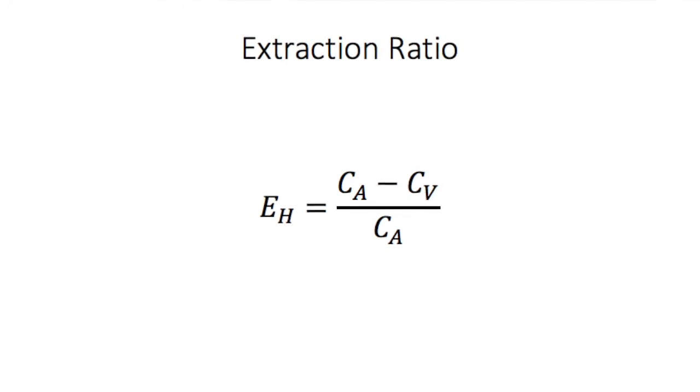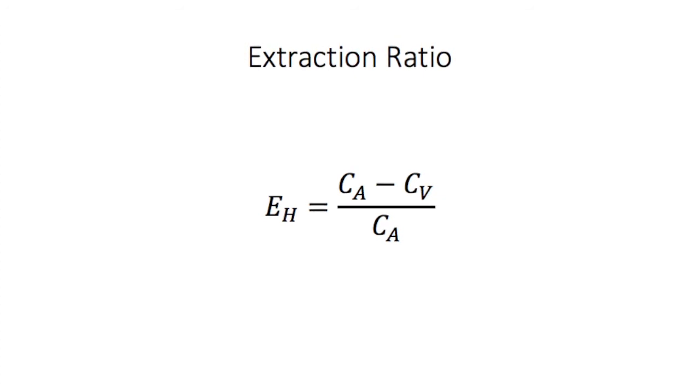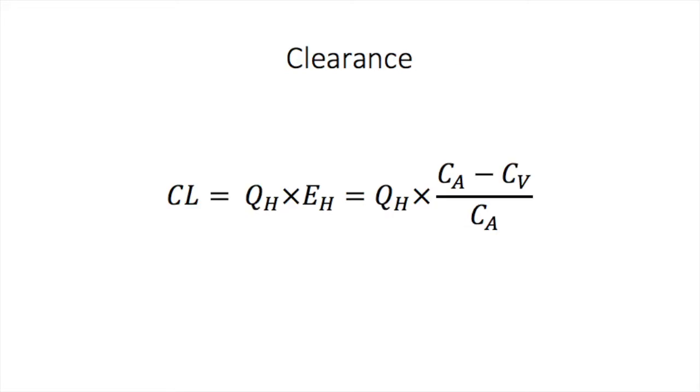Notice that if the blood is completely cleared of drug, the concentration in the vein would be 0 and the extraction ratio would have a value of 1. Conversely, if the organ is quite inefficient at removing the drug, the venous concentration would still be quite high relative to the arterial concentration, and the extraction ratio would be low.